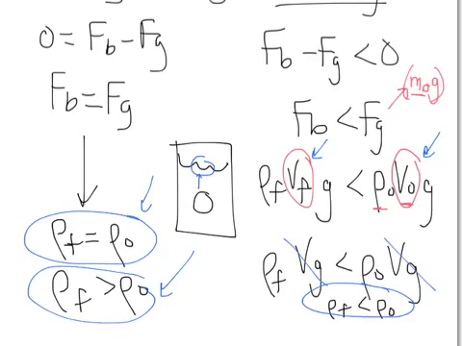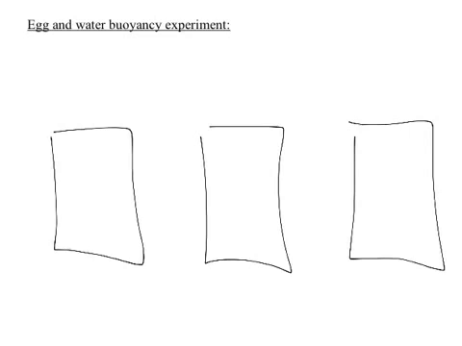Next, let's take a look at an egg and water buoyancy experiment. All you need to do is fill a cup with water and place an egg in the cup. So let's put a cup here, put a cup here, and put a cup here. Put an egg in the cup, filled it with water. All right, there's the water level. Now, we're going to notice that this egg sinks in the water. Thus, the density of the egg must be greater than that of the water, which is fine.